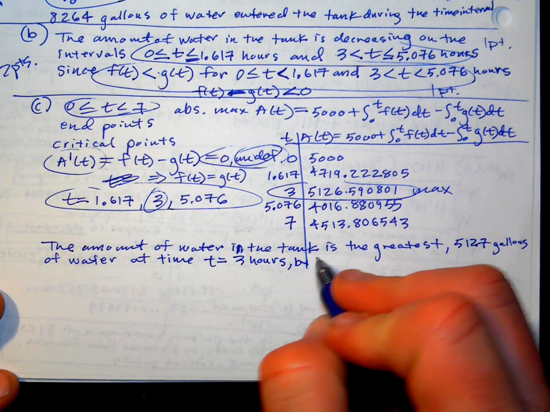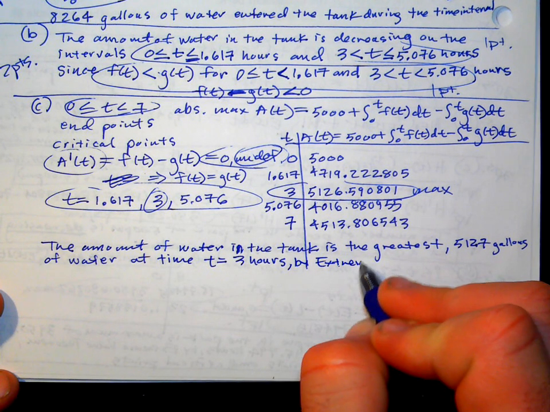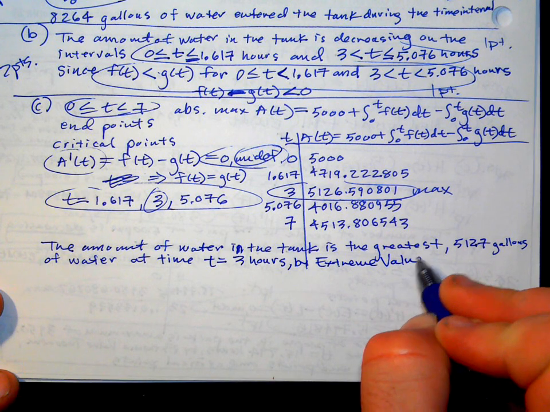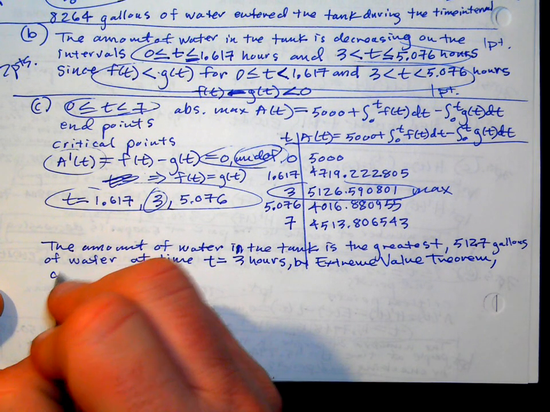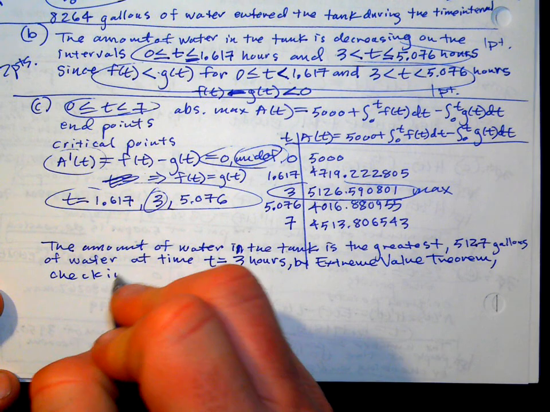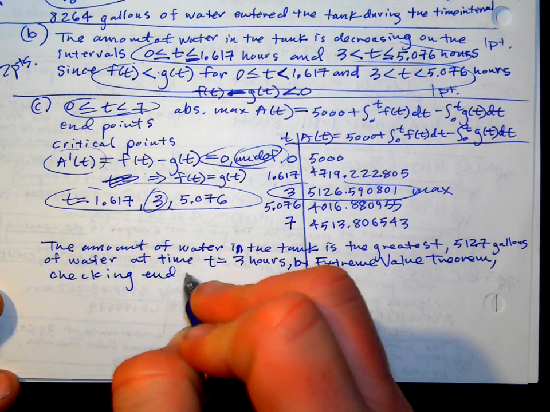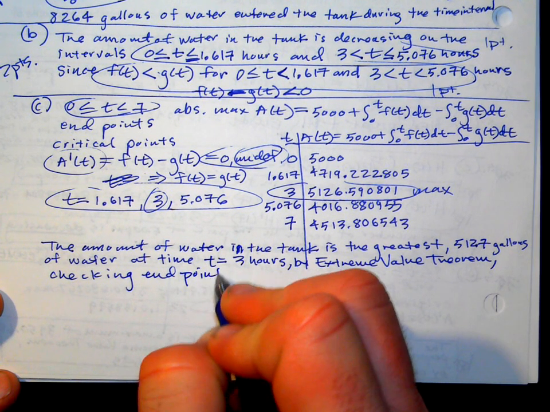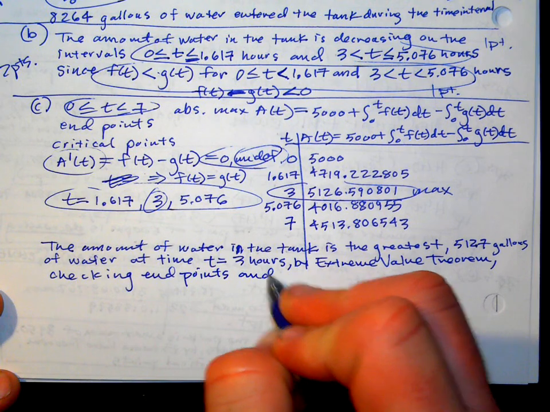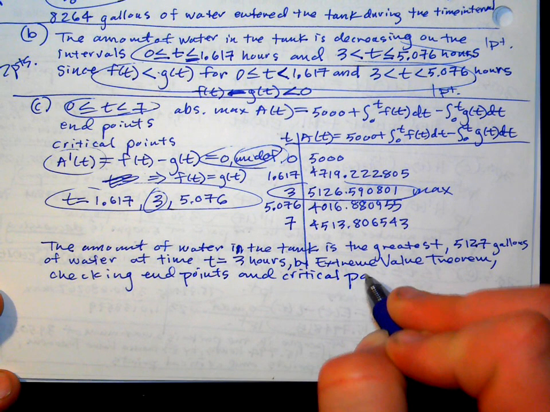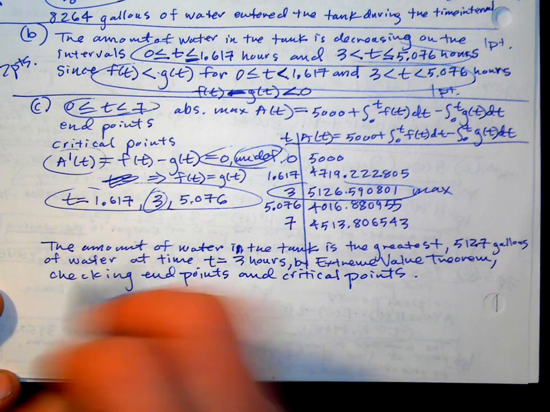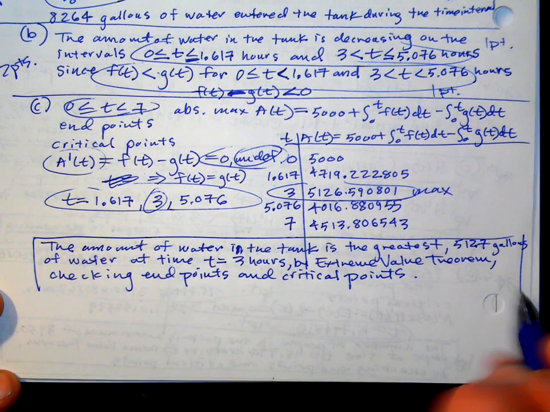By extreme value theorem. Okay, how does that work? Checking endpoints and critical points. This is how I'd write my answer every time anyways.